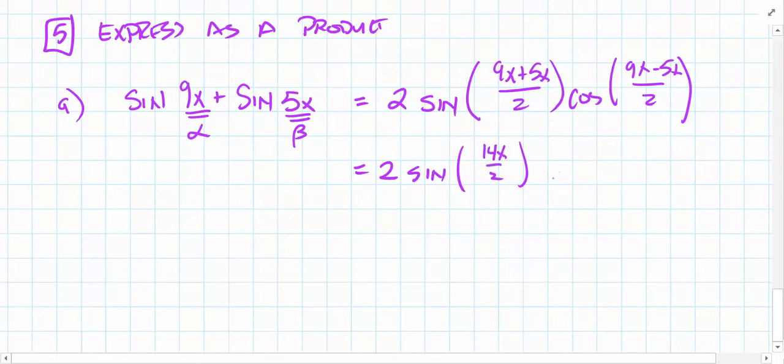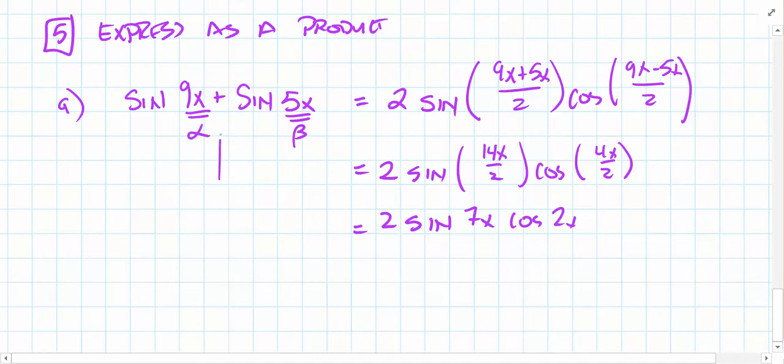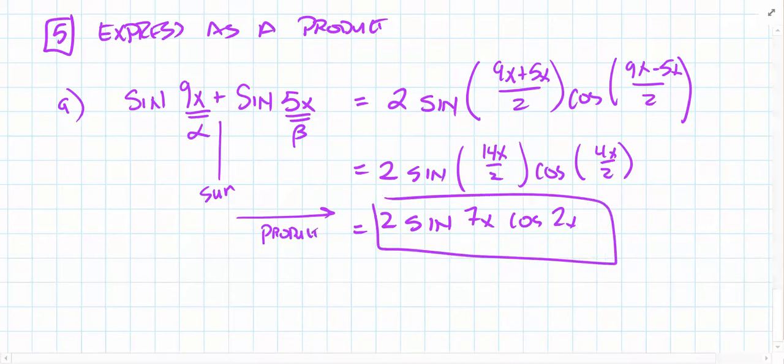Okay. And then cosine 9x minus 5x is cosine of 4x, all divided by 2. Simplifying one more step, I get 2 sine 14x divided by 2 is 7x, times the cosine 4x divided by 2 is 2x. So we have taken a sum and we have expressed it as a product. And that is all we need to do.